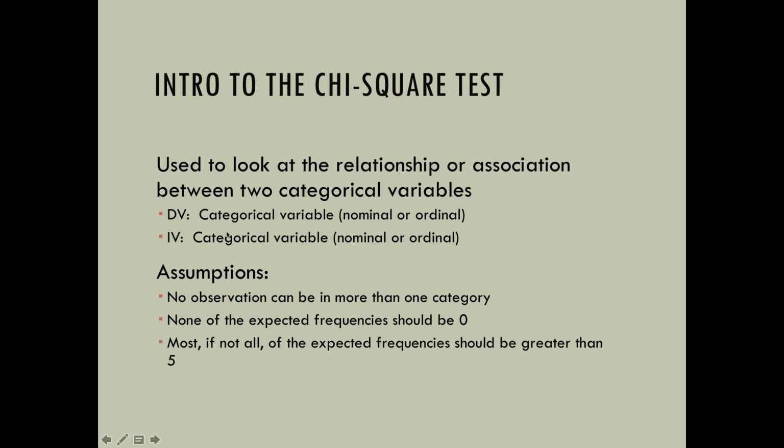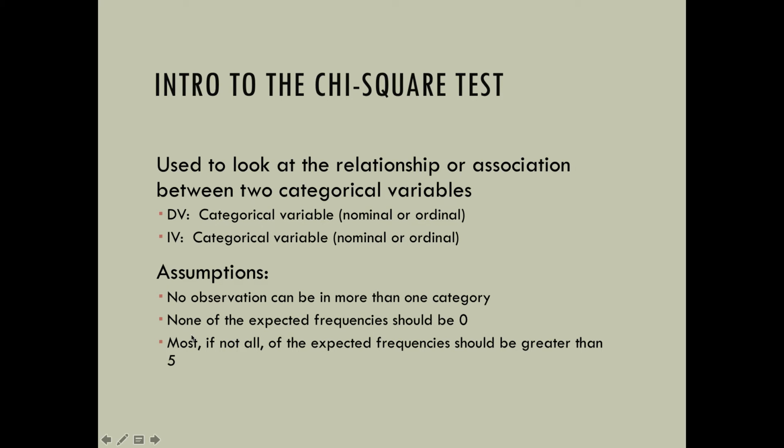Some assumptions we're making with a chi-square is that there's no observation in more than one category. So you can't be in both of the DV categories and one of the IV categories. You have to be just in one. And when we get to one of the tables, it'll make sense a little bit better.